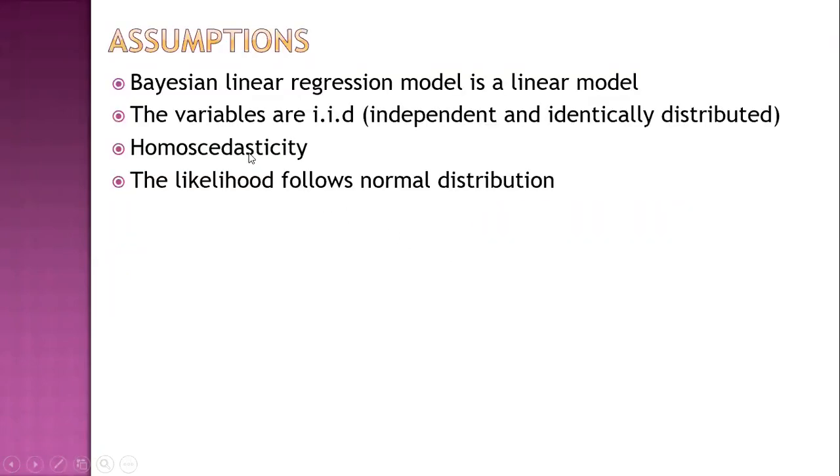So, assumptions of Bayesian linear regression. The Bayesian linear regression model is a linear model. The variables should be independent and identically distributed. There should be homoscedasticity and the likelihood should follow normal distribution.